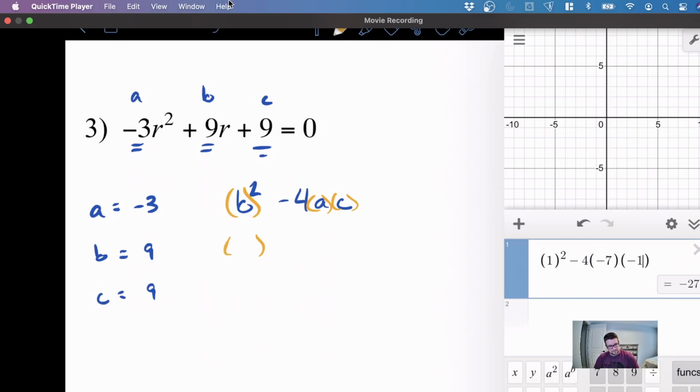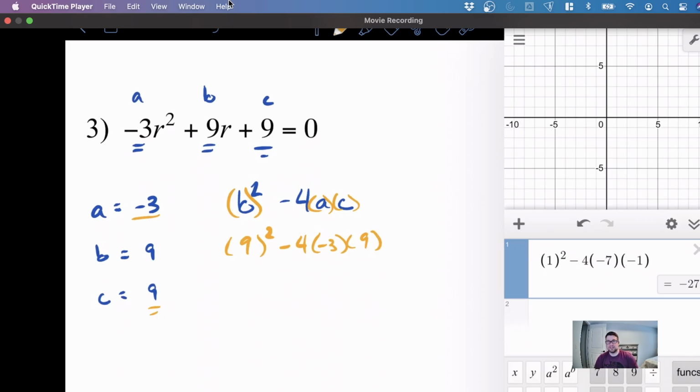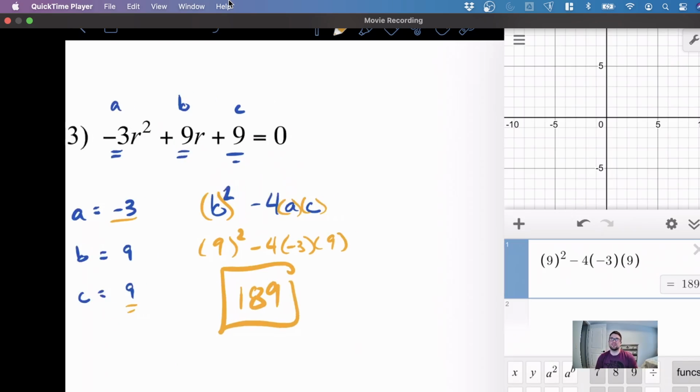So now I'm going to have my parenthesis. B was 9 minus 4. Here's my parenthesis. For A was negative 3. And C was positive 9. Just like so. Now we just want to type all of that out. So, if we come over, we're going to have 9 squared minus 4 parenthesis negative 3 parenthesis 9. And we get 189, it looks like, which will be our answer. Nice job. Let's do another one.